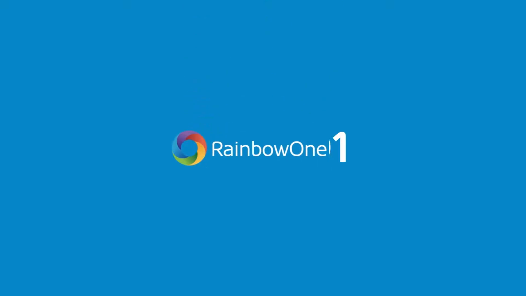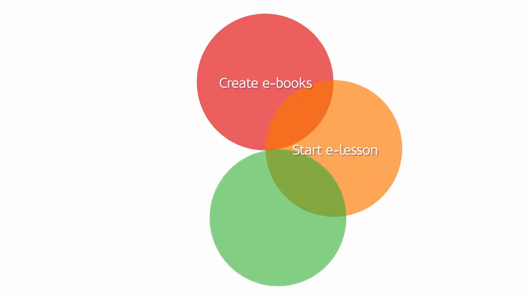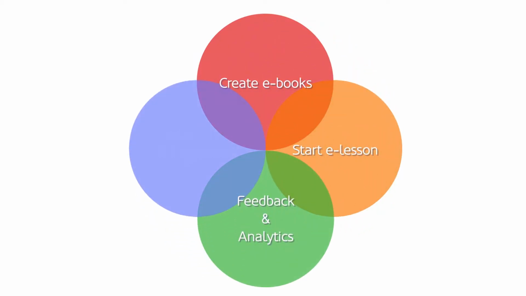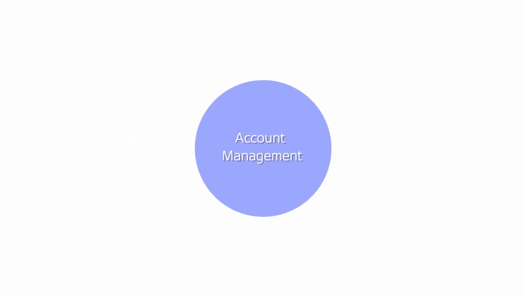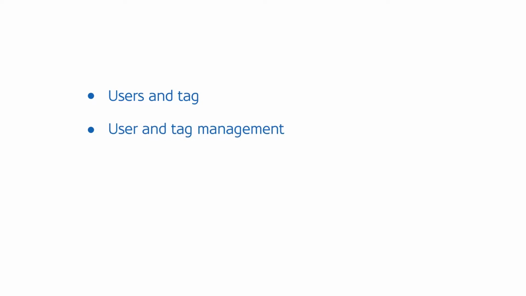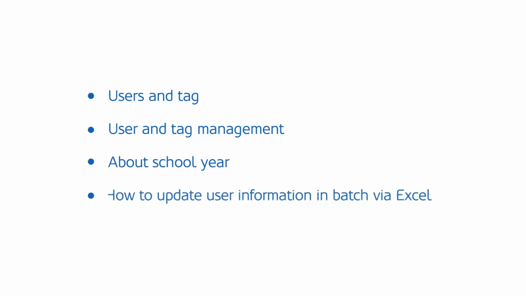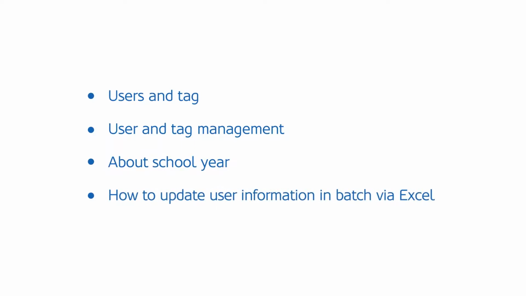Welcome to RainbowOne 101. In this series, we would like to introduce some basic functions in RainbowOne, help you to create your e-lesson from 0 to 1. In this video, we would like to introduce the following topics: users and tags, user and tag management, about school year, how to update user information in batch via Excel.